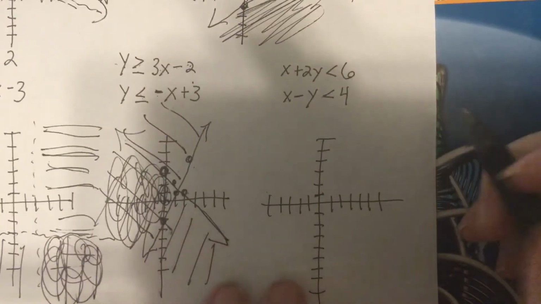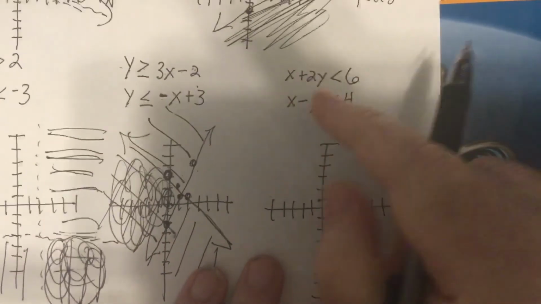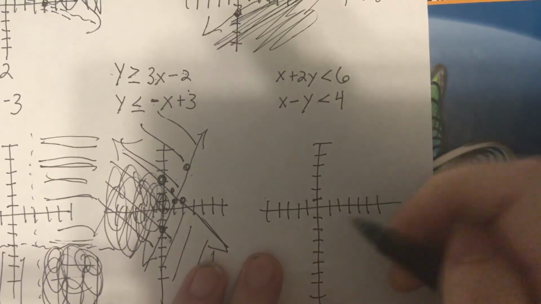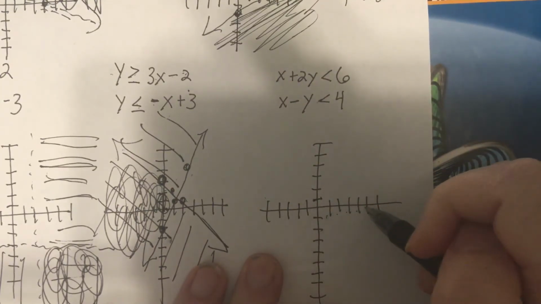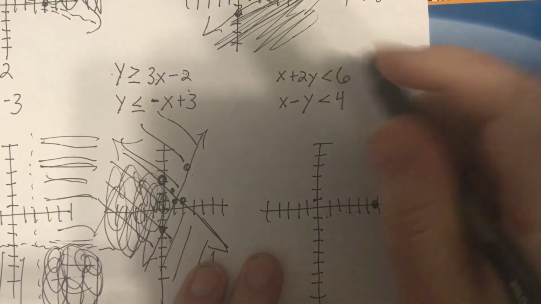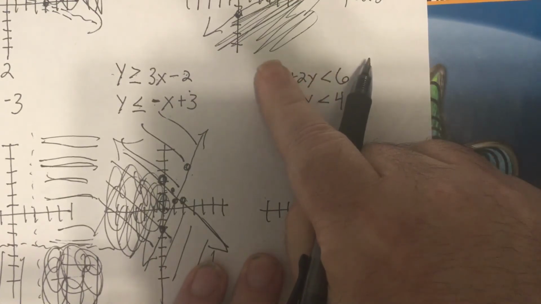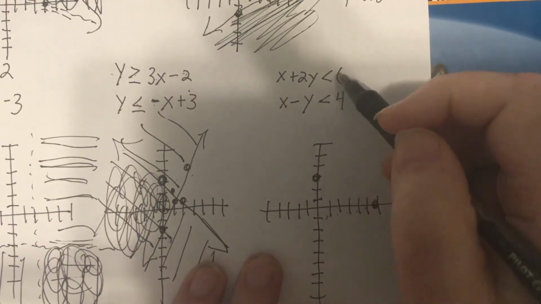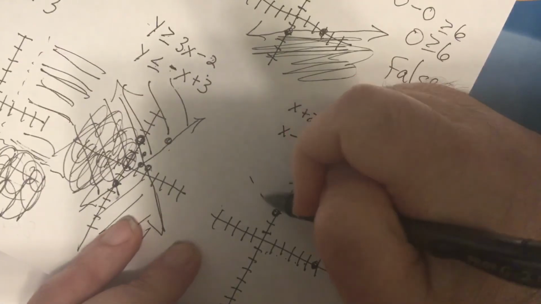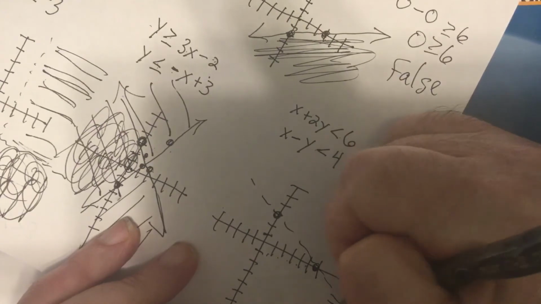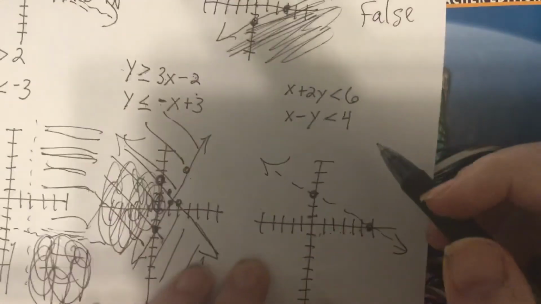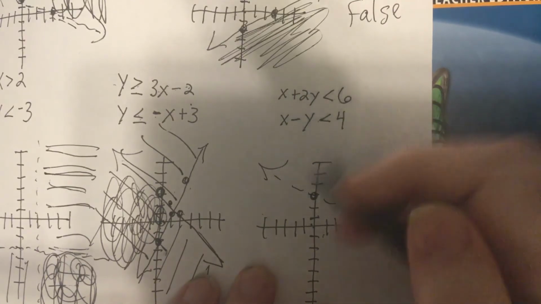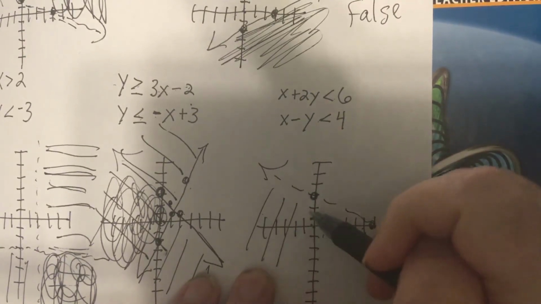So this one. Again, standard form. If I don't have to choose, I'm going to do intercepts. X-intercept 6. 1, 2, 3, 4, 5, 6. Y-intercept 3. Now, no equals, so it's dashed. Now, let's do 0, 0. Not on the line, so I can do 0 less than 6. Yes, it is. So I'm going to shade this.